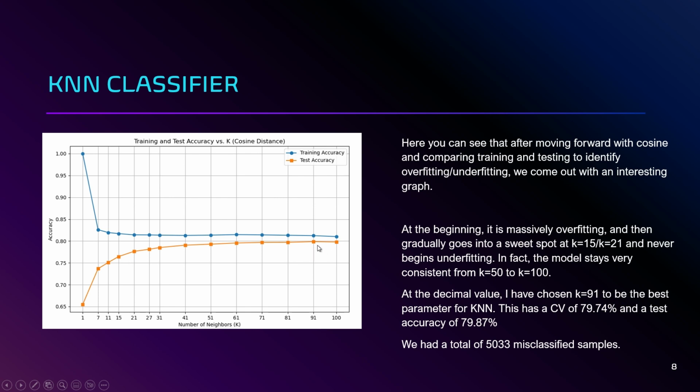At a decimal value, I found 91 to be the best parameter for KNN, with 79.74% accuracy and a test accuracy of 79.87%. We had a total of 5,033 misclassified samples.